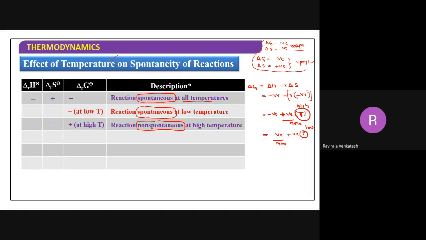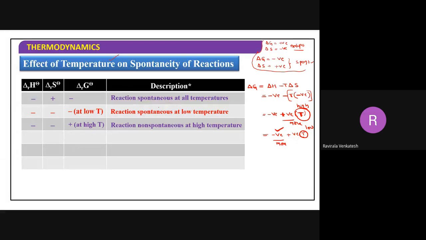You see what happened at high temperature, isn't it? At high temperature, delta G is positive, non-spontaneous. At low temperature, this value will be low and the negative value will be more here. In that case, delta G will be negative. When delta G is negative, what happens? It is spontaneous. So remember this, beta.